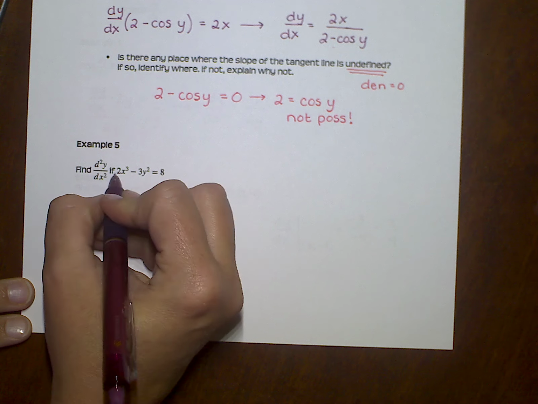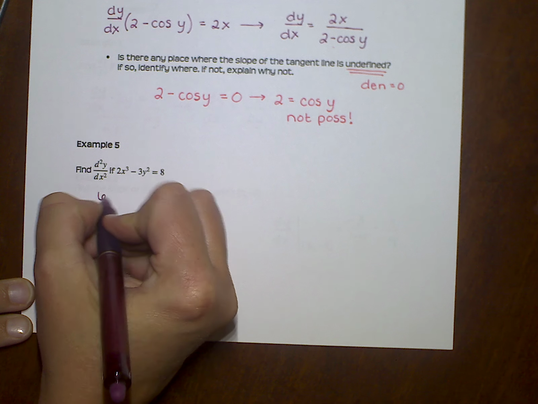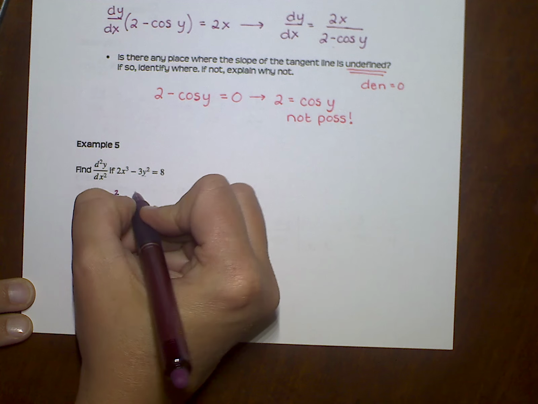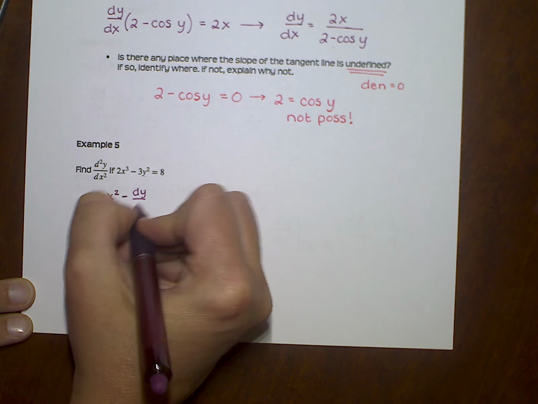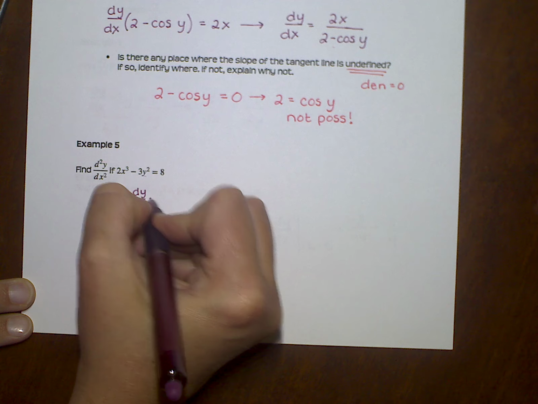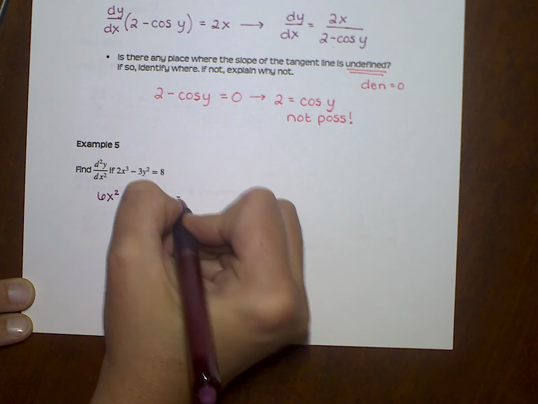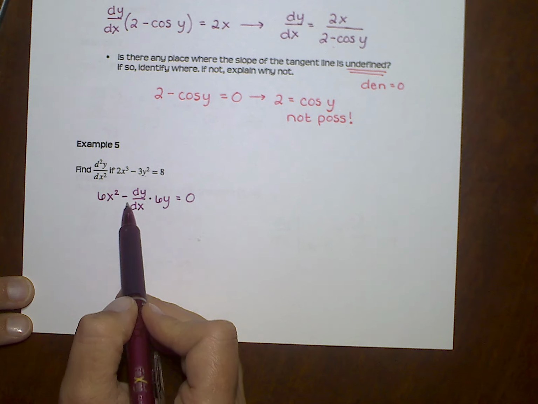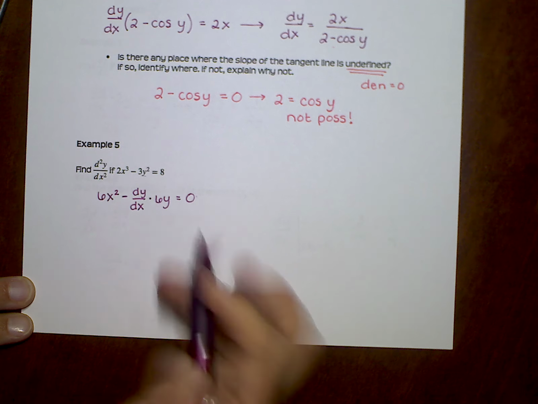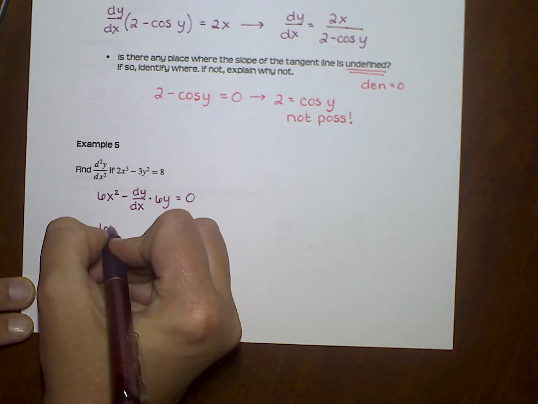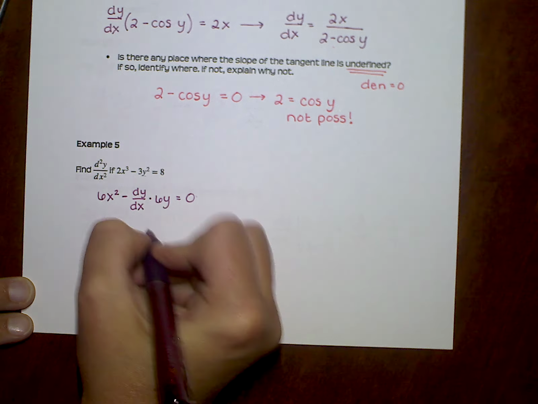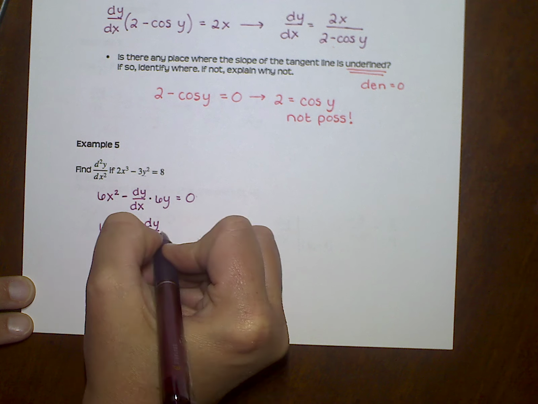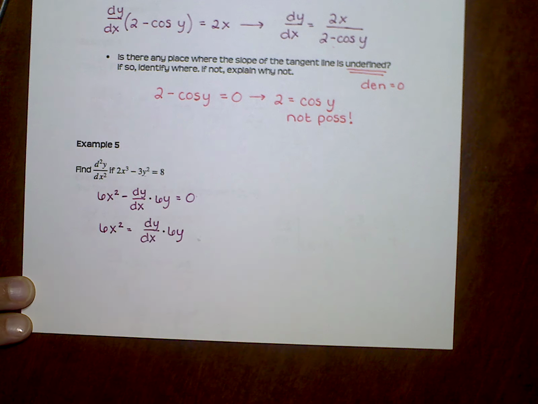But my first derivative, I'm going to say this is a 6x squared minus, I'm taking a derivative of something with a y, so dy dx times 6y, and then derivative of 8 is 0. Okay, I'm going to move the dy dx term to the other side so that I can isolate it. So I have 6x squared equals dy dx times 6y, because I added it to the other side.